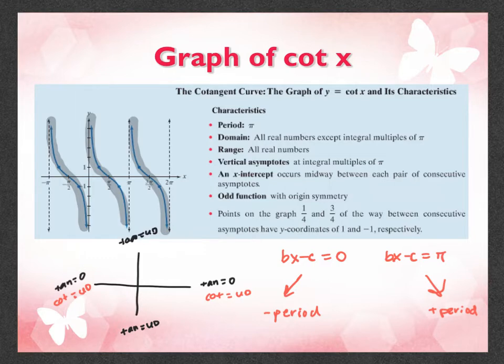The bx minus c, or on the unit circle? The bx minus c. So you're trying to figure out what would make it undefined, because that's where an asymptote goes, right? So if you go around your unit circle for cotangent, cotangent's going to be undefined at 0 and at pi. So that's why I use 0 and pi. Whereas tangent's undefined at pi over 2 and negative pi over 2, so those are the ones you use.